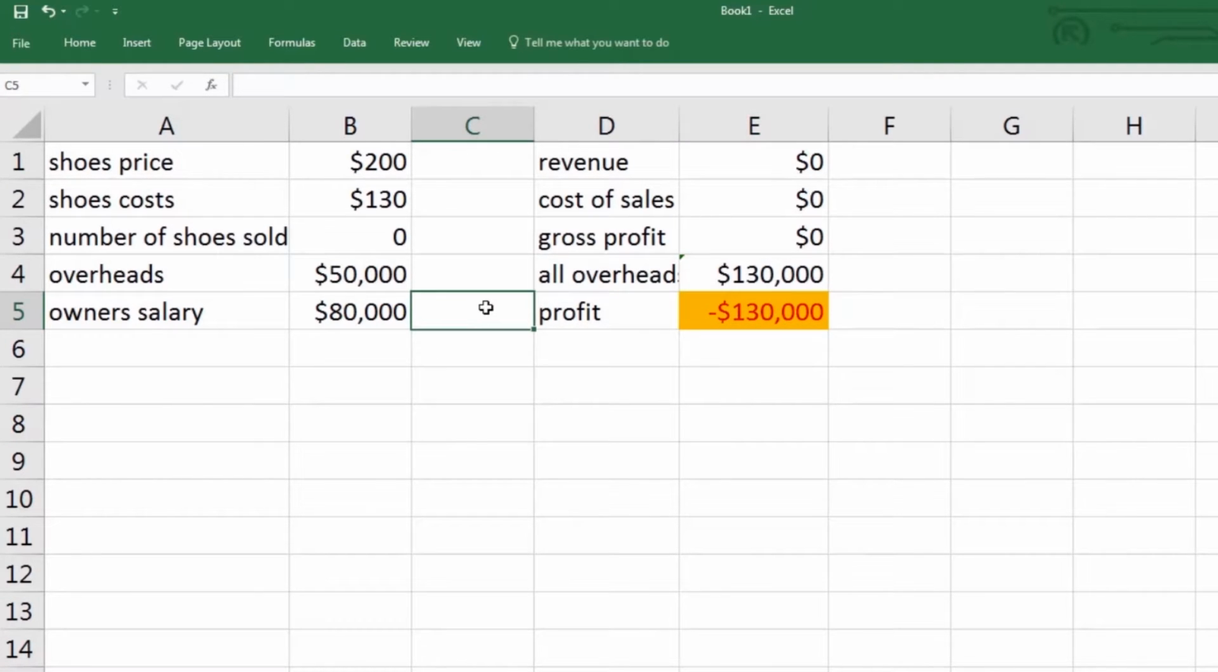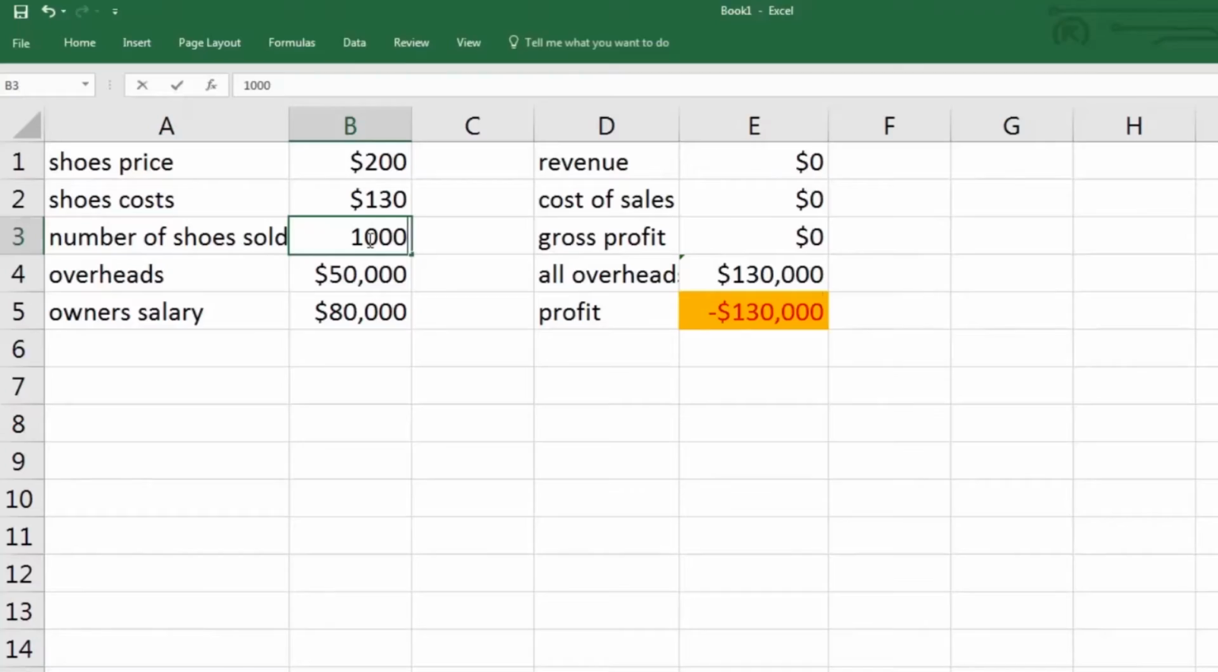All right, so then we have a very, very basic business model. Now, at the moment, of course, the business is not selling any shoes, and of course we're going backwards by the total of our overheads. So let's start selling some shoes. All right, so let's sell 1,000 pairs of shoes. So there you go, $200 a pair. On average, your revenue is $200,000.